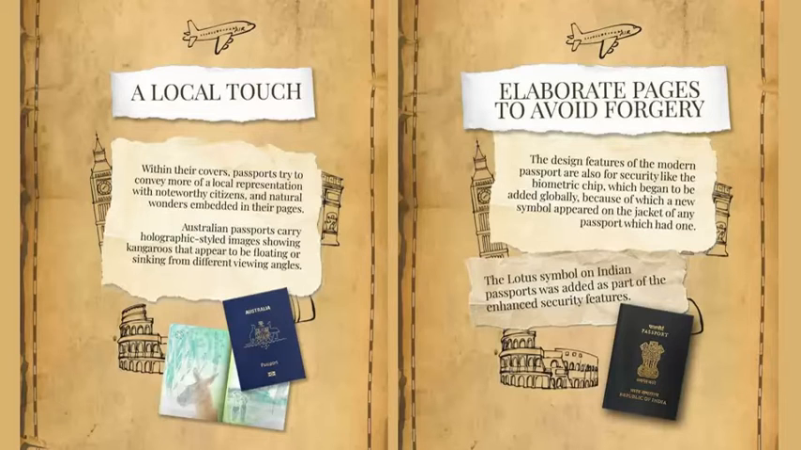The design features of the modern passport are also for security, like the biometric chip, which began to be added globally, because of which a new symbol appeared on the jacket of any passport which had one. The lotus symbol on the Indian passport was added as a part of enhanced security features.